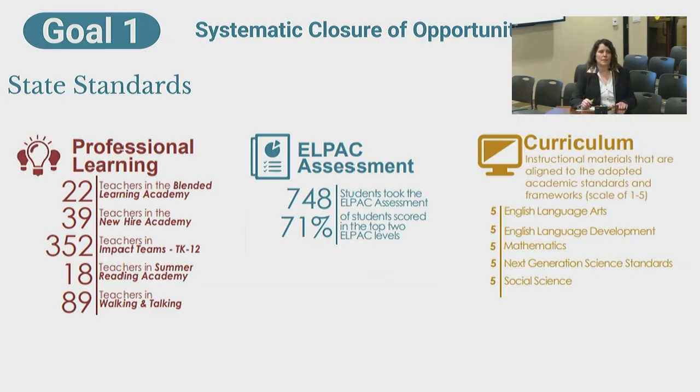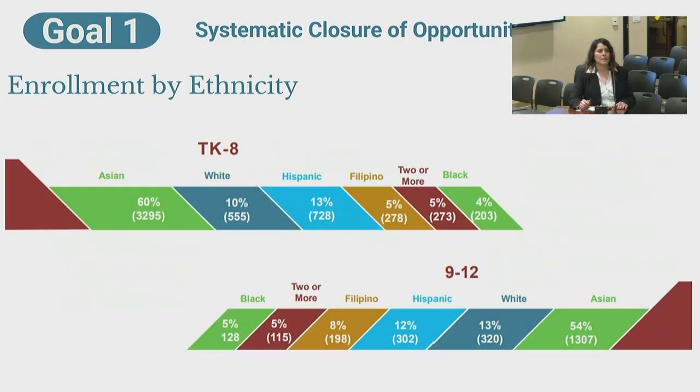And then for our curriculum, we evaluate that curriculum based on alignment to standards, with 1 being the lowest, 5 being the highest, and we are rated 5 in all areas. At the bottom of Goal 1 is enrollment by ethnicity by grade span. So you can see our enrollment by ethnicity for TK-8, and then for the high school, 9th through 12th grades.